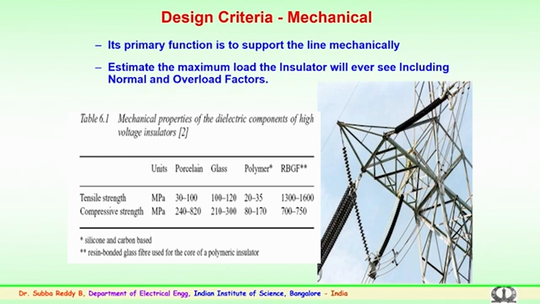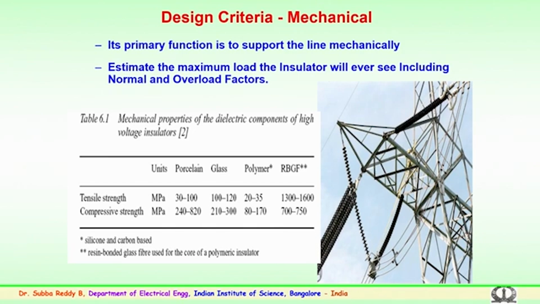So, we have to estimate the maximum load which an insulator string carries, including the insulators, the line conductor, the accessories, the hardware, and the design has to be done considering the maximum load the insulator string will see under normal and also overload factors. Overload again depends upon the dynamic overloads, or because of the compression, because of the tension aspects, or because of the heavy winds and so on. So, this has to be kept in mind before designing the requirements for mechanical criteria.